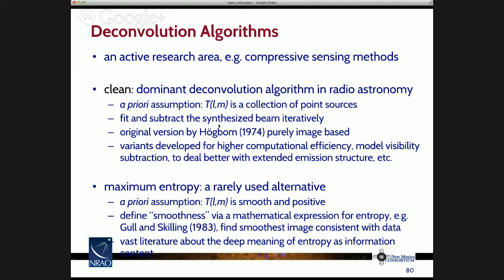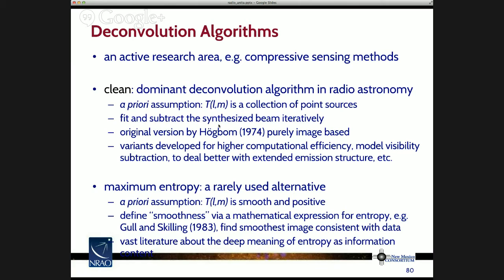There are other deconvolution algorithms that are used. One that used to be used more but is rarely used now is maximum entropy. And the a priori assumption there is that the sky brightness is smooth and positive. So what does smooth mean? Well, you have to define smoothness by some mathematical expression that is often related to entropy. And your goal here is to find the smoothest image consistent with the data, with the visibility samples.